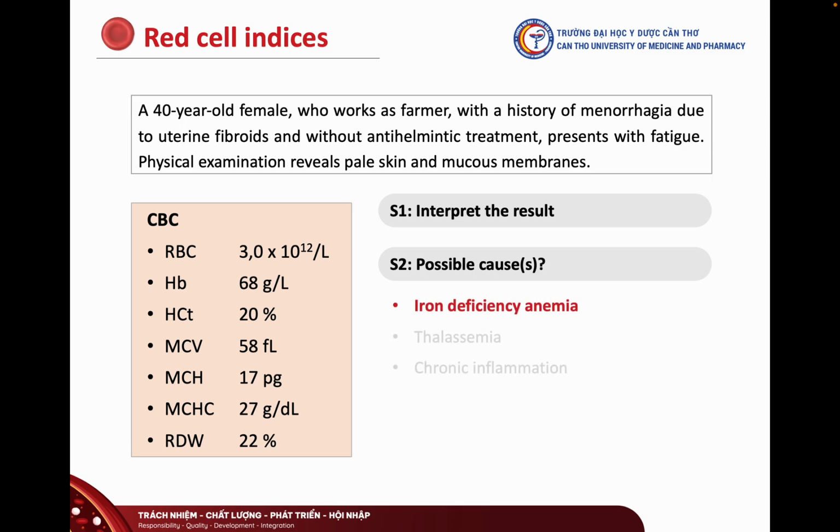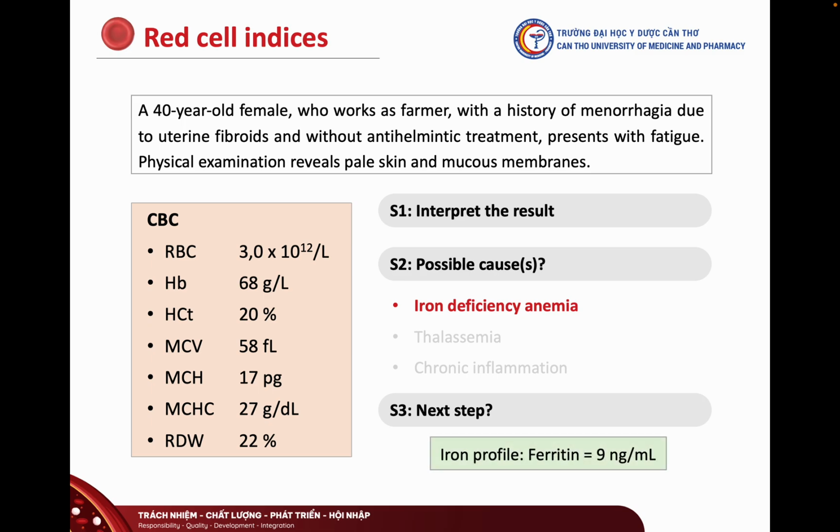What is the next logical step? We should recommend an iron profile, and in this case, the test was ordered, and her serum ferritin result is 9 nanogram per milliliter. That is a key result. Remember, ferritin reflects the iron storage in the body, and when the serum ferritin drops below 15 nanogram per milliliter, it becomes strong evidence of the iron deficiency, especially in the patient who already has the anemia. So, everything points to one clear diagnosis: iron deficiency anemia in this case.